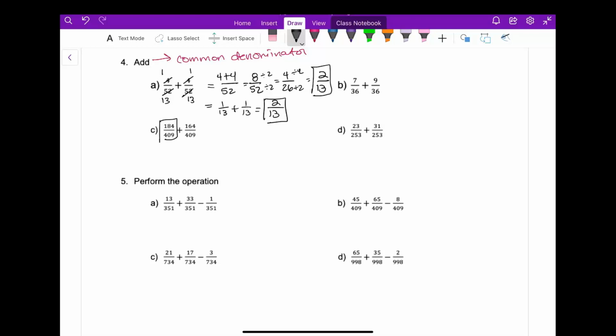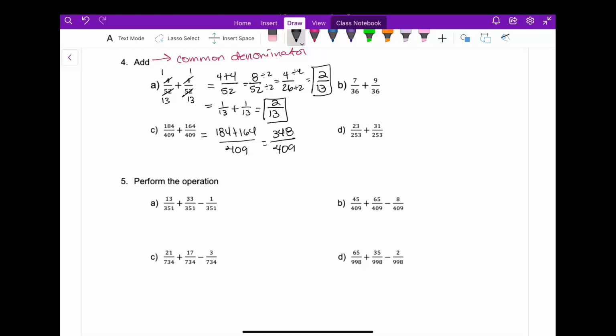How about anything else? Can I simplify by, let's say, 11 or 13 or 17? Those are the things you have to try on your own. To me, it seemed that I wasn't able to simplify, so we have to go with method 1. We're going to have to add them already. 184 plus 164 divided by 409, and that is going to give us 348 divided by 409.